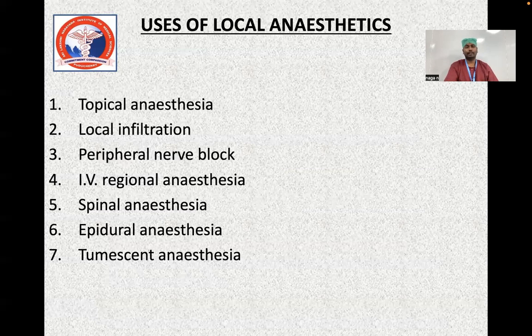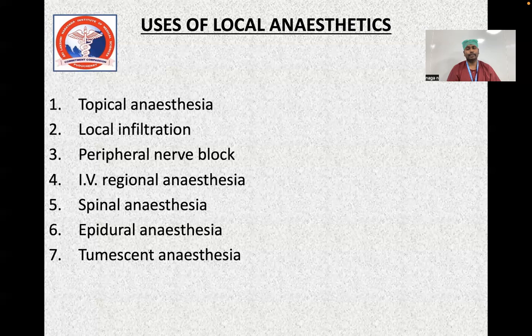Then we'll see what all the uses of local anesthetics are, and where all these local anesthetics can be used. They can be used in local anesthesia, topical anesthesia, local infiltration, peripheral nerve blocks, intravenous regional anesthesia, spinal anesthesia, epidural anesthesia, and tumescent anesthesia.